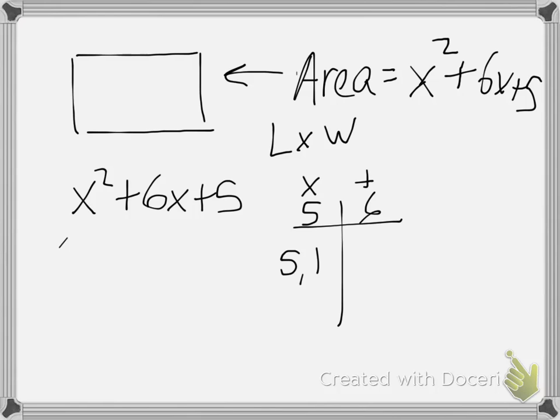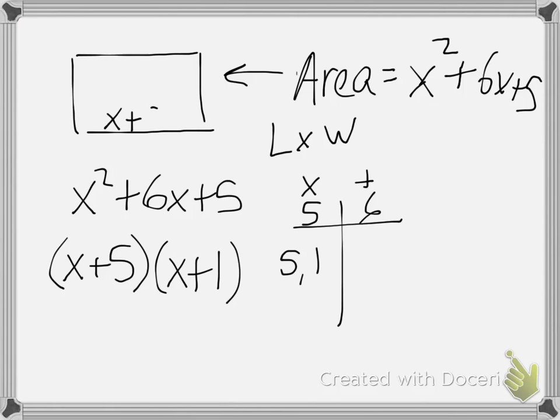That's 5 and 1. So x plus 5, x plus 1. That means that one of the dimensions is x plus 5. The other dimension is x plus 1. These trinomials that we're showing you, there's a lot of application in real life, and we'll talk about it as we go.